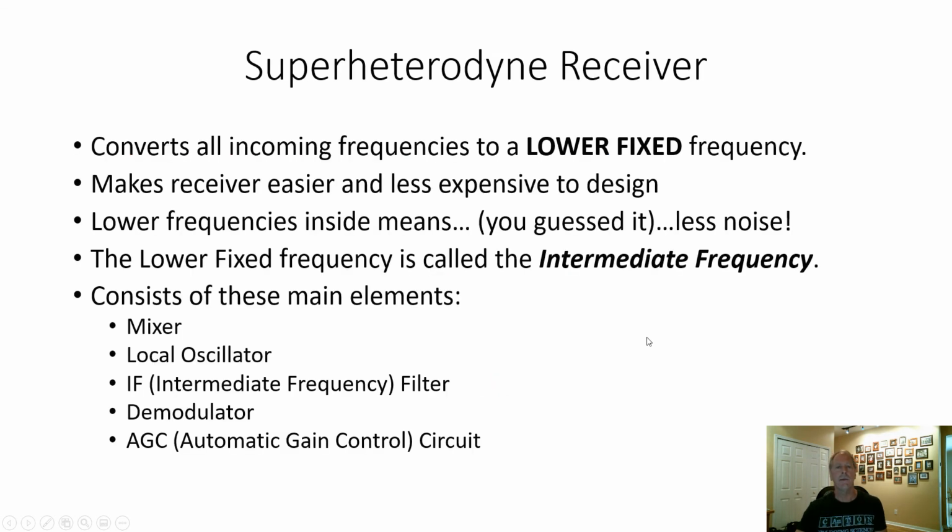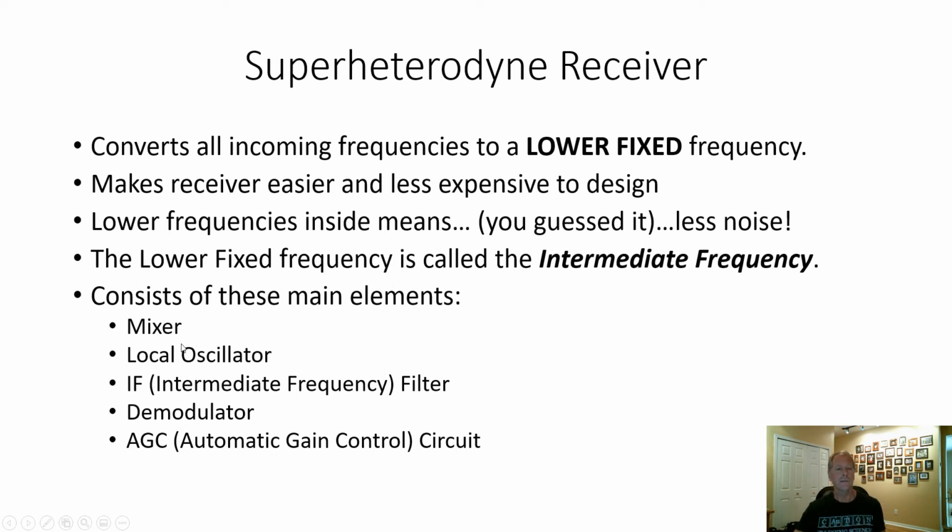But modern receivers are superheterodyne, and basically what it means is it converts all incoming frequencies to a lower fixed frequency. And that is really nice because that means the rest of our receiver that handles that lower fixed frequency, one, it's lower, so it's easier to deal with, right? High frequencies are difficult to manage. Also, high frequency means you have to have a lot wider bandwidth for the rest of the system, so it allows noise to come in. So the lower the bandwidth, the lower the noise. The lower fixed frequency is called the intermediate frequency, IF for short.